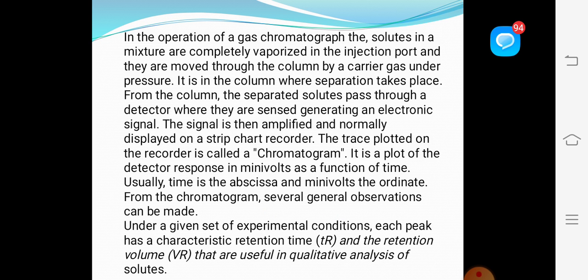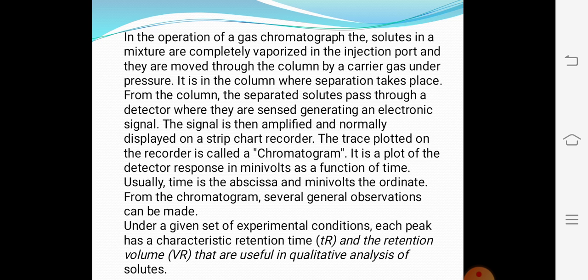In the operation of the gas chromatograph, the solutes in a mixture are completely vaporized in the injection port, and they are moved through the column by a carrier gas under pressure, and it is in the column where separation takes place. From the column, the separated solutes pass through the detector where they are sensed, generating an electronic signal, and the signal is then amplified and normally displayed on a strip chart recorder. The trace plotted on the recorder is called a chromatogram. It is a plot of detector response in millivolts as a function of time. Usually time is the abscissa and millivolts the ordinate.